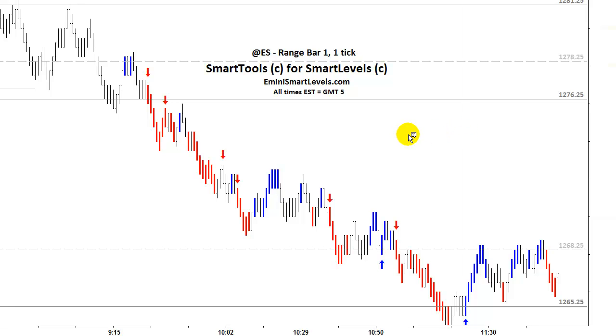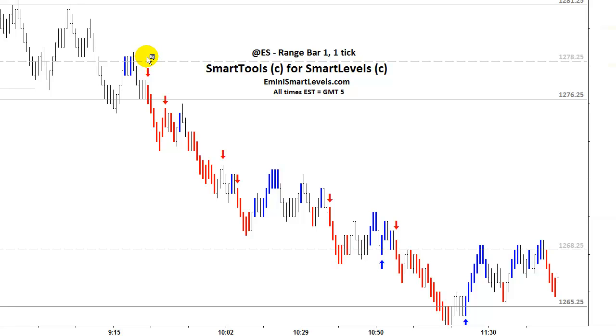Hello everyone, and welcome to this Emini S&P futures review using SmartTools for SmartLevels. The chart is a one-point range bar chart based on tick data. These black bars here from the beginning of the chart represent the end of the overnight trading activity. This market opened up in no man's land and then started moving down.